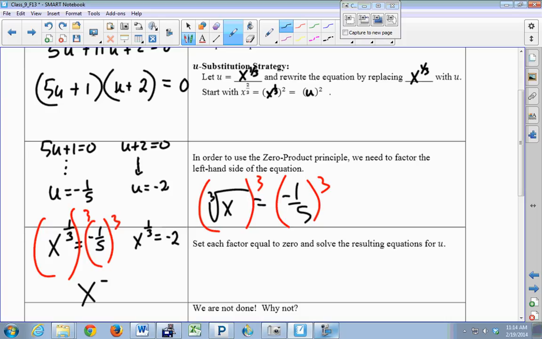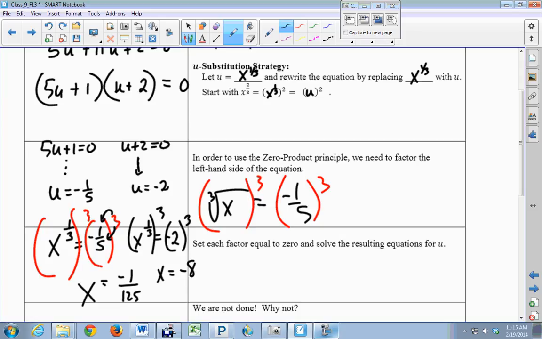And now you cube the numerator and you cube the denominator. Negative 1 cubed is negative 1 times negative 1 times negative 1, which is negative 1. 5 cubed is 5 times 5 times 5, which is 125. You do the same here. You cube both sides, and you get x equals negative 8. Okay, so those are your two solutions.